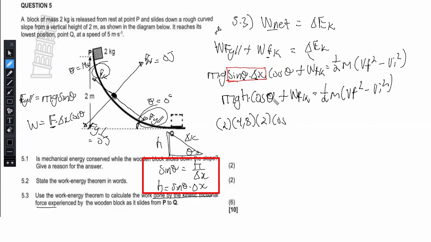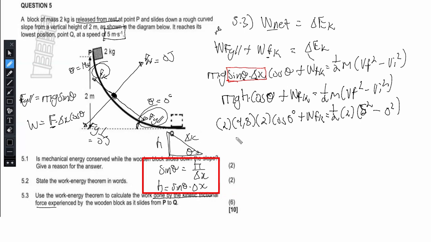And then cos, the theta here is supposed to be what? 0 degrees, because Fg parallel is in the direction of the displacement. So 0 degrees plus work done by Fk is equal to half the mass 2. Final velocity, we did mention, 5 meters per second, and then that's 5 squared. Initial velocity, it was released from rest, so it's 0, and then squared, right? So at this point, you just simply need to punch all of this into your calculator.